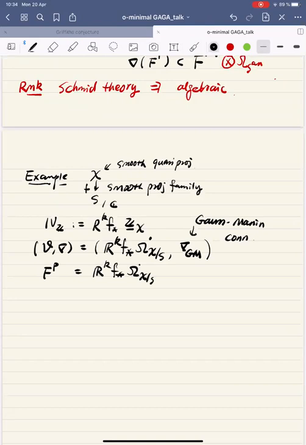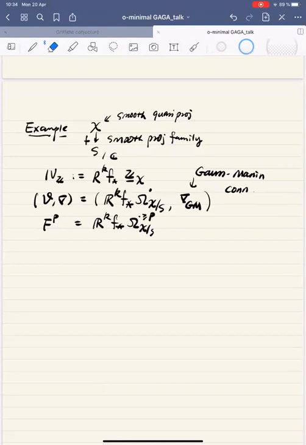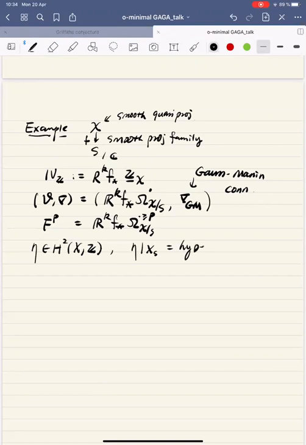And the polarization is induced by some hyperplane section. Suppose you have a two-form whose restriction to each fiber is the hyperplane section. So the polarization is induced by this two-form.